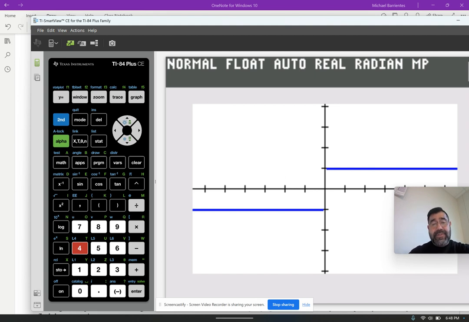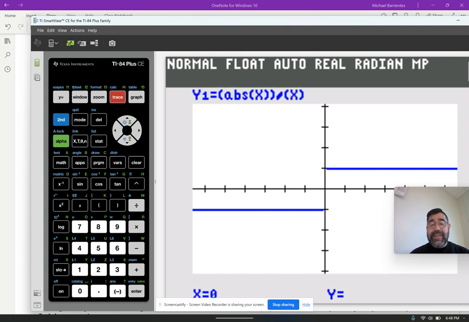It's a piecewise function made up of two constants. One of them is at -1, one of them is at +1. On the left side of the y-axis, I'm at -1. On the right side of the y-axis, I'm at +1. But what happens at x equals 0? Well, there is no value.